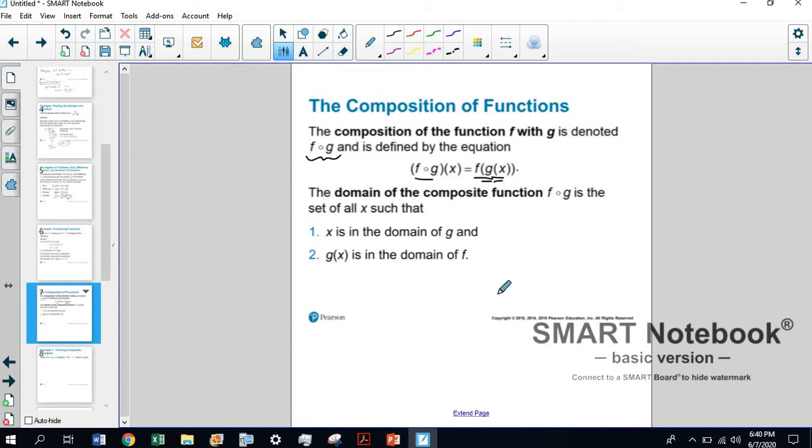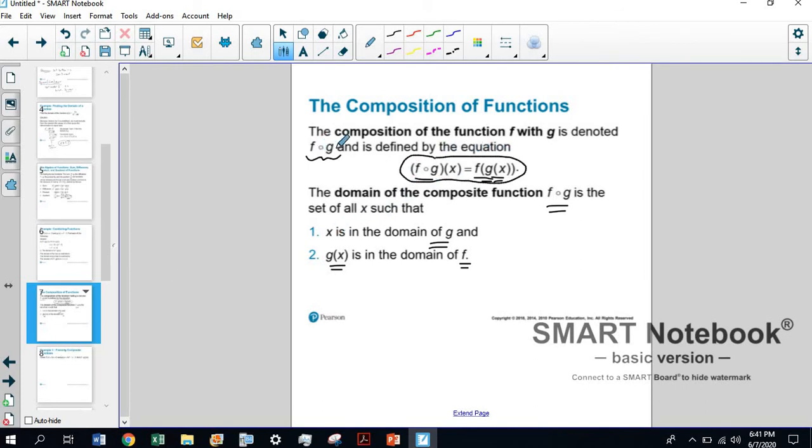And so if you want to find the domain, then we'll talk about that in a minute, but if we want to find the domain, it is all of the X's that are in the inside function, and then you need G of X to be in the outside function's domain. So there's an easier way to go about this. We'll talk about the domain in a minute. So let's just focus right now on the composition of F with G, okay?